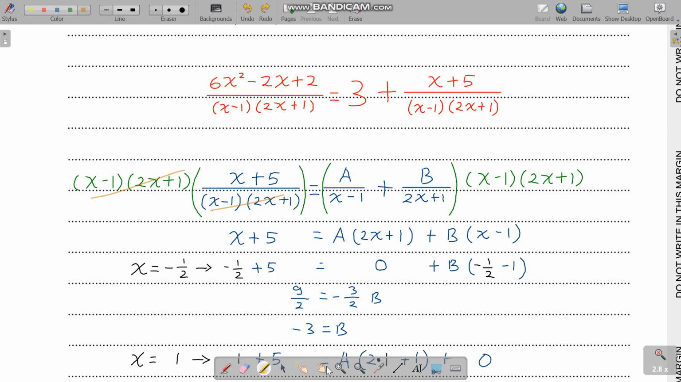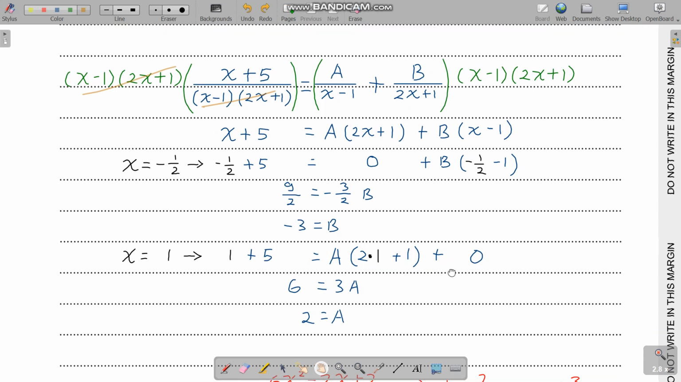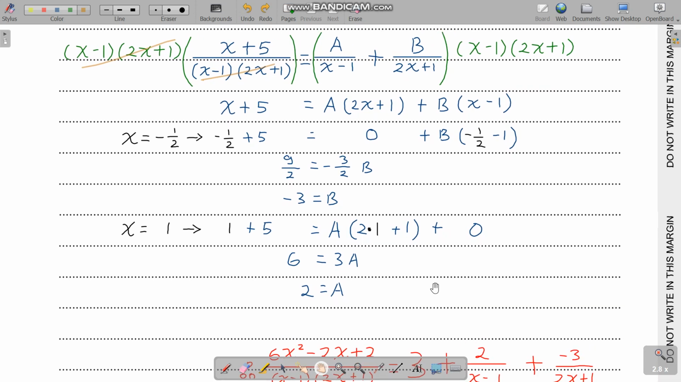Now we have to plug in some values of x to find the A and the B. So we can just use the zero of the factors here. The zero means the value of x that makes this whole thing 0. So we can just solve 2x plus 1 equals 0. We get x equals minus 1/2. So if we plug in x equals minus 1/2, we replace x with minus 1/2.